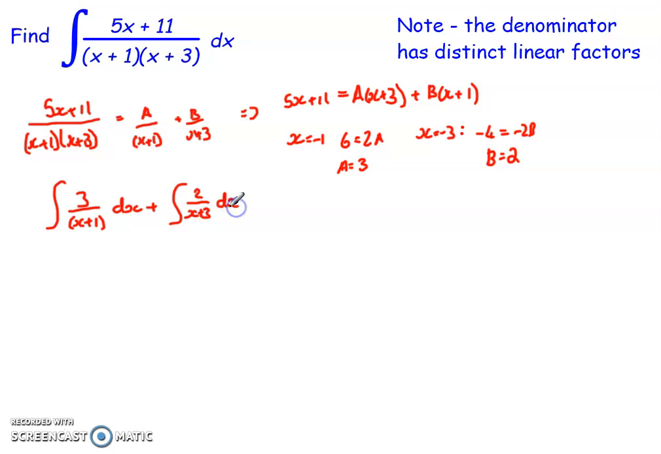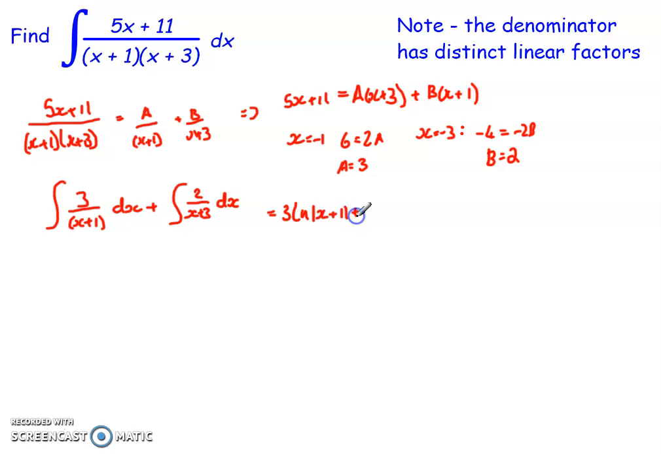Now if I take the number on the top outside, if I take 3 out here and multiply the integral by it, I've got 3 times the integral of 1 over x plus 1 dx. Well, 1 over x plus 1, the 1 is the derivative of the denominator there. So what I know is that that's going to be 3 times ln of x plus 1.